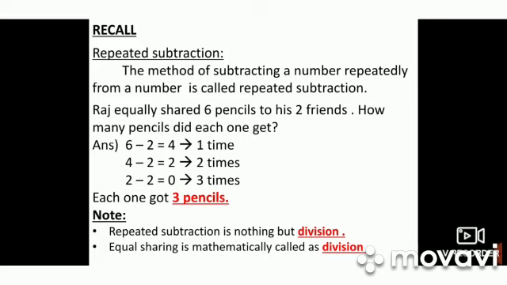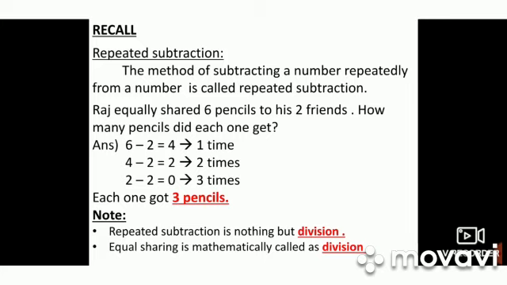I have given an example here. Raj equally shared 6 pencils to his two friends. How many pencils did each one get? Let's start the solution. 6 minus 2 equals 4. It means from the 6 pencils he gave 2 pencils to his two friends. So after taking 2 he is having 4. So from 4, if he gives the pencils again, removing 2, the answer is 2.